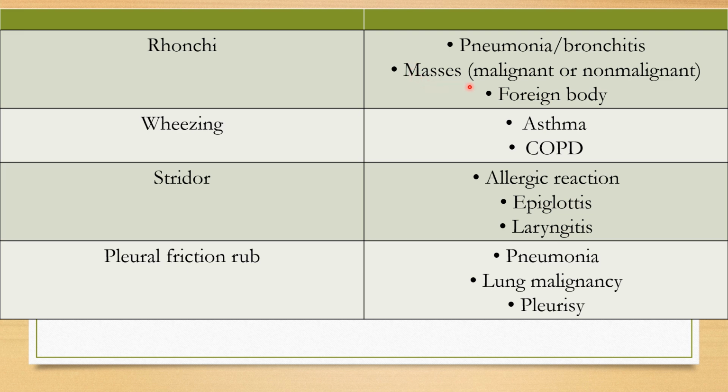Masses, which can be malignant or non-malignant, and foreign body. Wheezing is observed in asthma and COPD. Stridor is heard in allergic reaction, epiglottitis and laryngitis. Pleural friction rub is heard in pneumonia, lung malignancy and pleurisy.